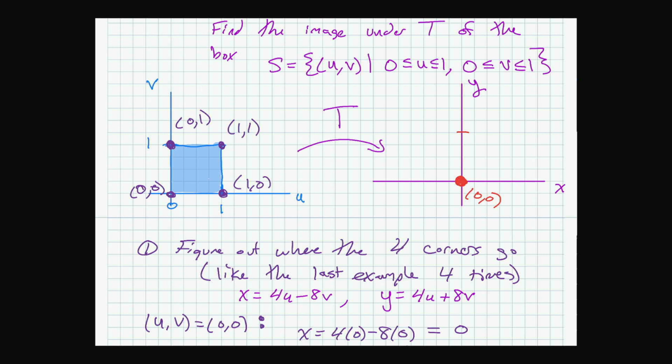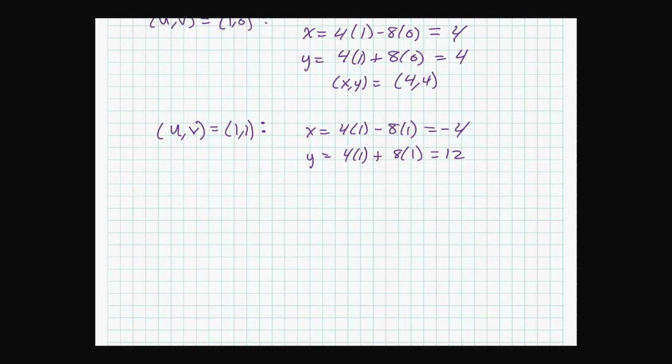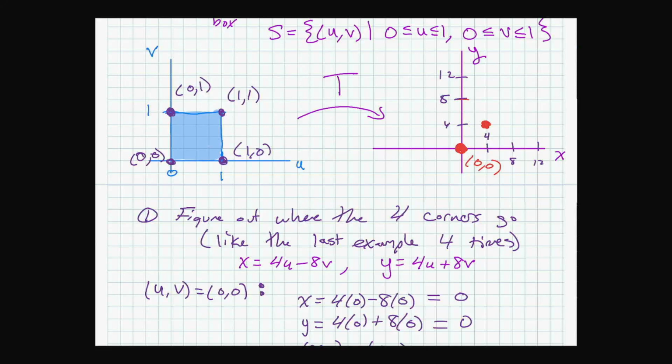Let's go like 4, 8, 12, right? We're going to count by fours here. 4, 8, 12. Okay. So now we got 0, 0, 4, 4. And then the point we just came up with is negative 4, 12. Really? Yeah, okay. Negative 4, 12. Way up here. All right. Last point.